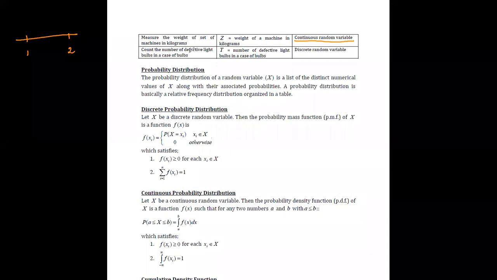Then, counting the number of defective light bulbs. Here, since we are having a count, we need to identify the number of defective light bulbs. It is the quantity that we are measuring, and since we cannot see any halves or quarters or three-quarters of these bulbs or the defective bulbs, definitely if it is 1 and 2, there is no value in between these two. Therefore, we can simply say it is a discrete random variable.